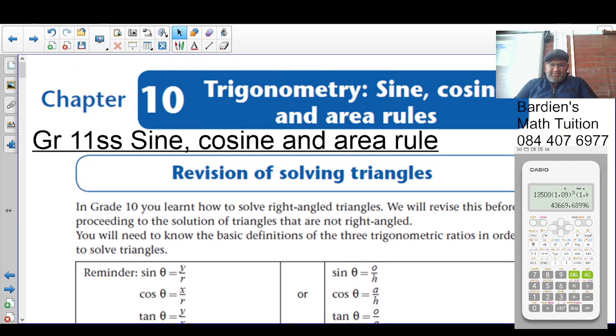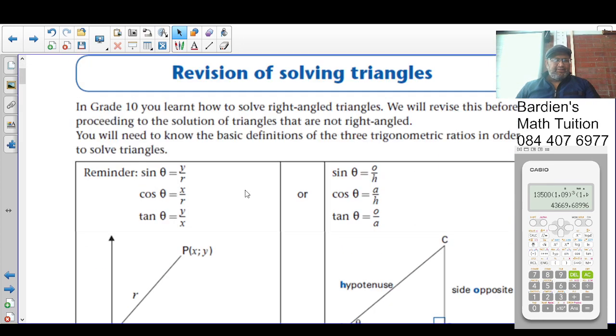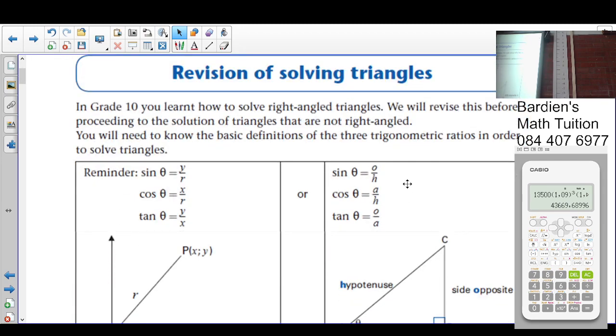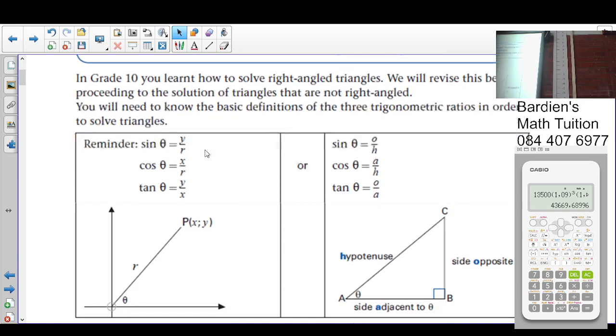Okay, good morning, class. So today we're looking at trigonometry: the sine, cosine, and the area rule. Let's go through the introduction here, solving triangles. In grade 10, you learned how to solve right angle triangles. We will revise this before proceeding to the solution of triangles that are not right angle.